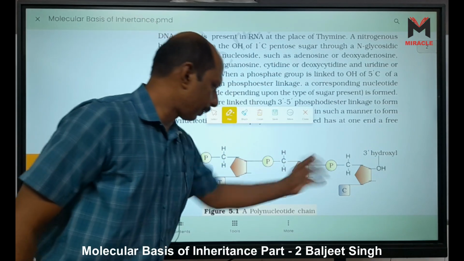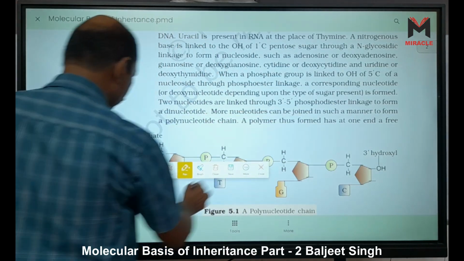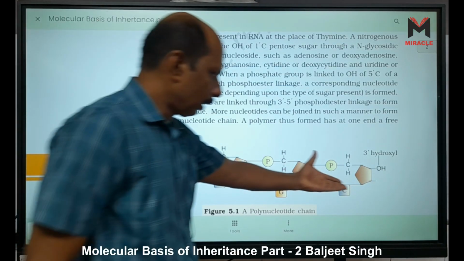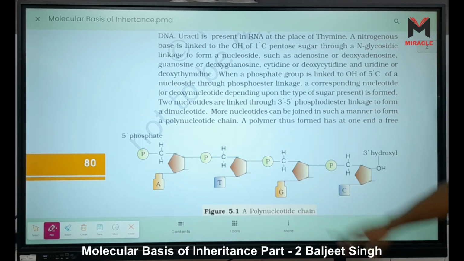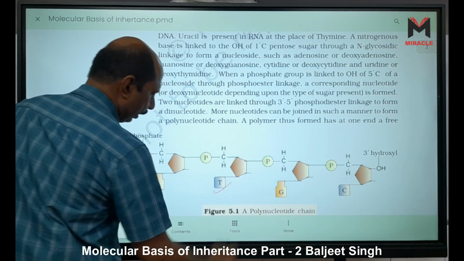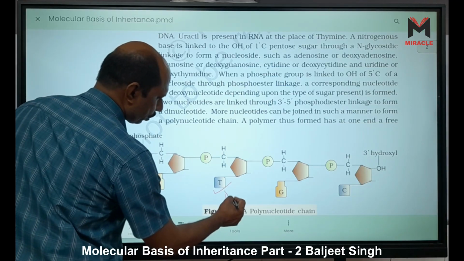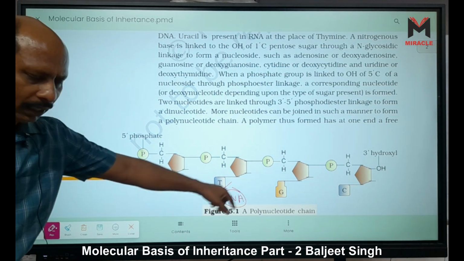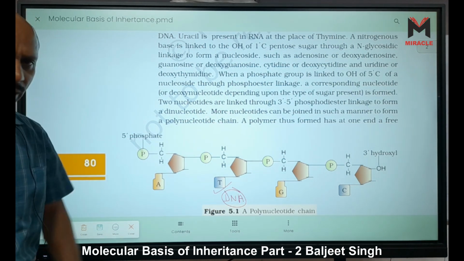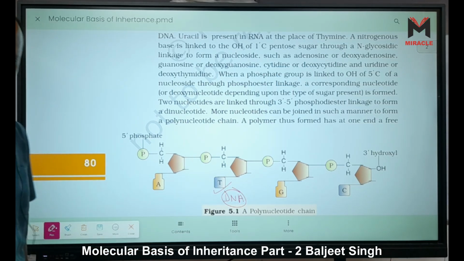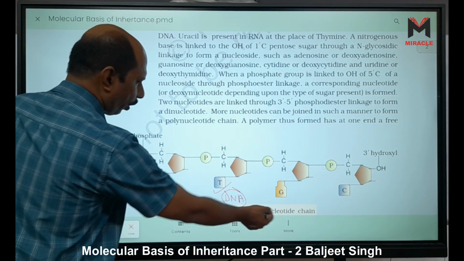This is a single strand, right? Now, can you tell me whether it is a DNA strand or an RNA strand? You can see the polynucleotide chain. The clue is given because thymine is present here. The presence of thymine indicates that it belongs to DNA, not RNA. If uracil were there, that is uridylic acid, then we could say it is RNA. So this is a DNA strand, a DNA polynucleotide chain.